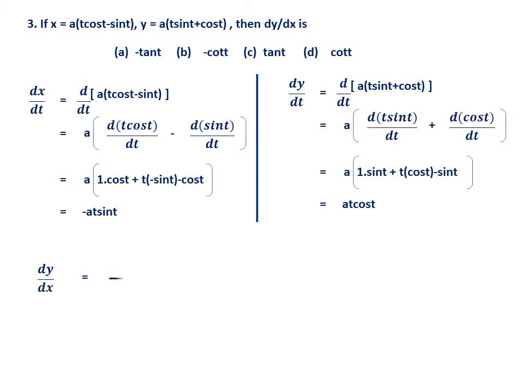Now you know the rule of parametric differentiation. What is dy by dx? dy by dx will be equal to dy by dt divided by dx by dt. So substitute at cos t by minus at sin t. Cancelling, you get minus cot t. So the option is, I think, B. So B is the option. This is just to revise parametric differentiation.